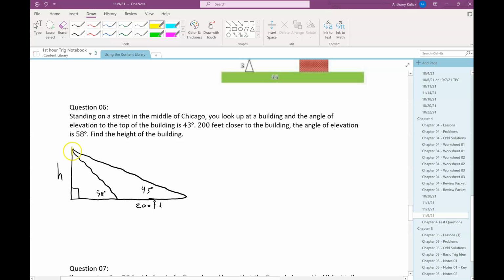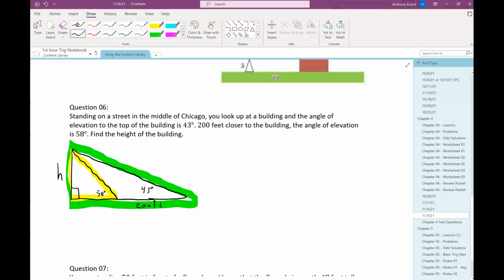So the trick is to look at this as two separate right triangles. So we have this right triangle, and then this right triangle. Cool with that? Okay. Notice in the green right triangle, we don't know the entire bottom, and we don't know the bottom for the yellow triangle either. So I'm going to call this little piece y, which makes this piece y plus 200.